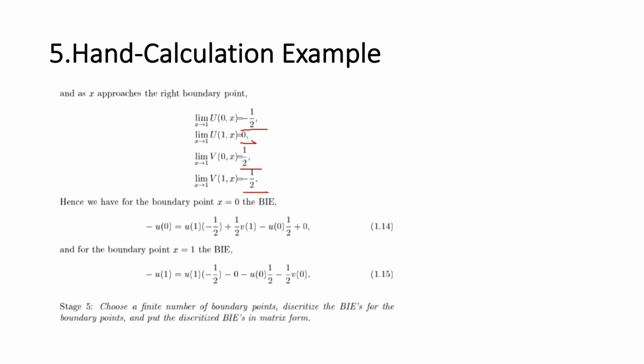And so now we have the boundary point. For the left boundary point at x equal to 0, the boundary equation is given as this. And for the right boundary point, x equal to 1, the boundary integral equation is given as this. And so our next step is to choose a finite number of boundary points, discretize the boundary integral equation for the boundary point, and also put the discretized boundary integral equation in matrix form.